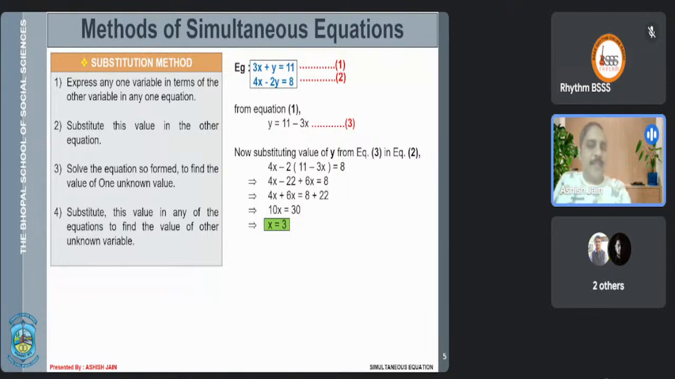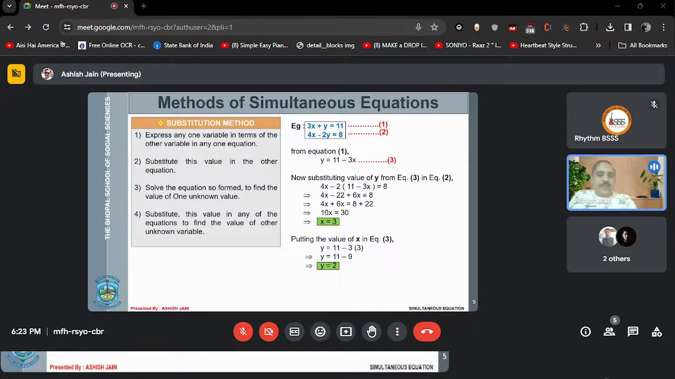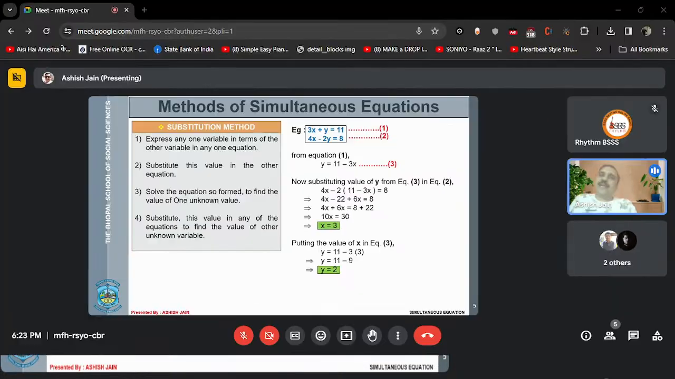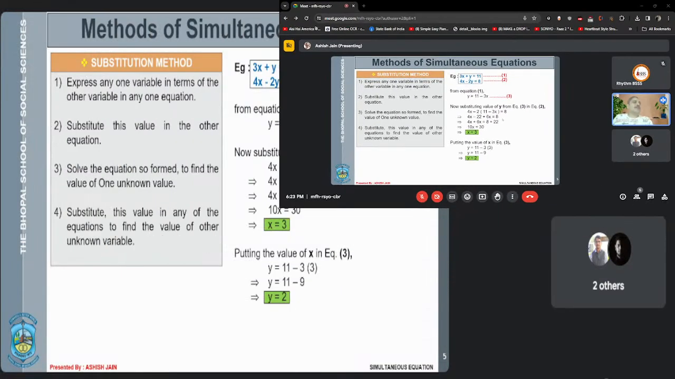Once you get a value of x, you can put this value in any of the equations 1, 2, and 3. You will get the value of y. So here I'm putting the value of x in equation number 3, which is y is equal to 11 minus 3x. After putting it, I'll get the value of y as 2. So from this method also, I'm getting the same value of x and y as we got in the graphical method, right? So if you follow the correct method, your answer should be correct in every method, whichever you take. So this method is called substitution method.